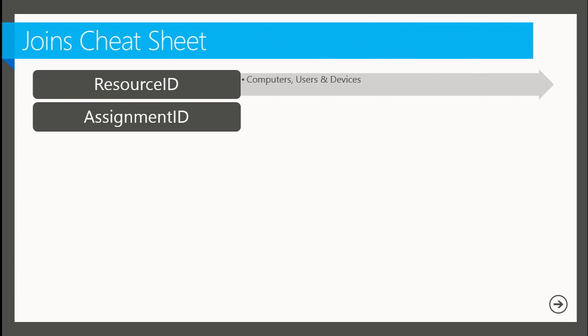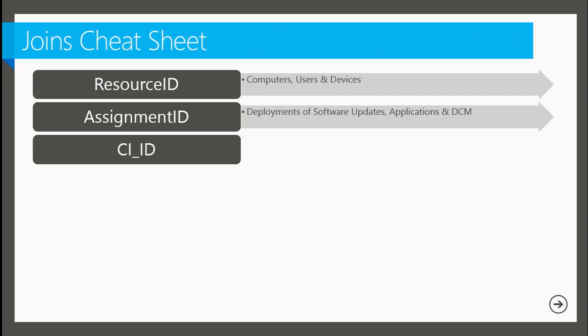Assignment IDs. Those are for deployments of software updates, applications, and DCM. Largely, when you see deployment in the console, it really means an assignment as far as Config Manager is concerned. On the inside, it's all assignments, but in the console, deployment sounded better, so we called them deployments.